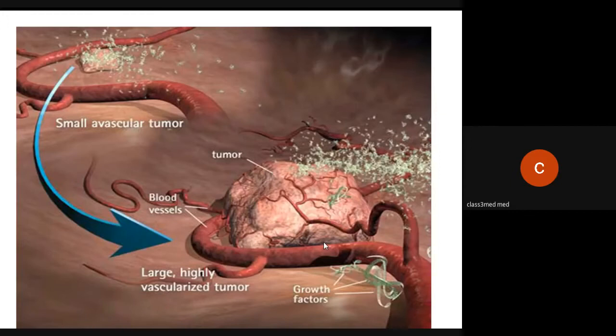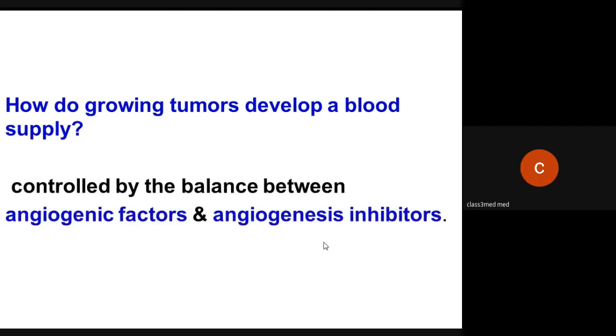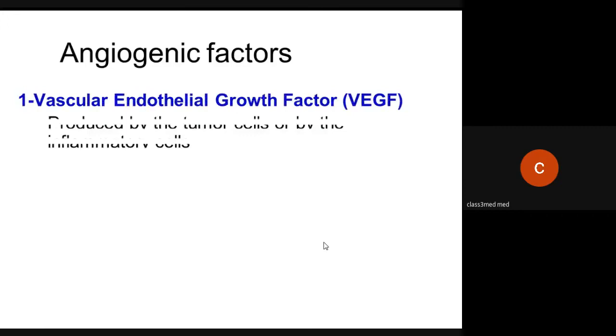So how do the growing tumors develop their own blood vessels? This is controlled by the synthesis of the angiogenic factors and angiogenic inhibitors or anti-angiogenic factors. There is a balance. The most important angiogenic factor produced by the tumor cells and by the associated inflammatory cells is the vascular endothelial growth factor, VEGF. This is produced by the tumor cells.